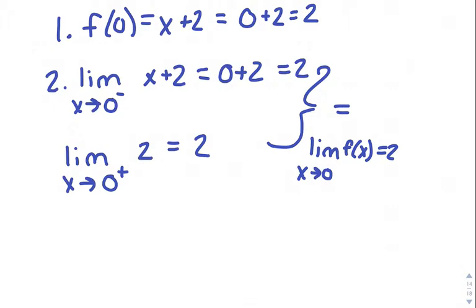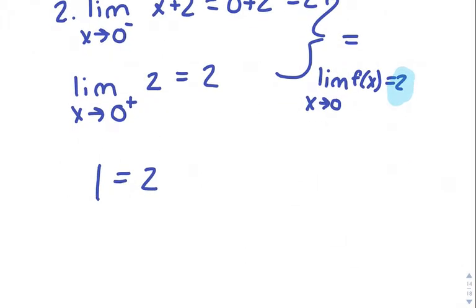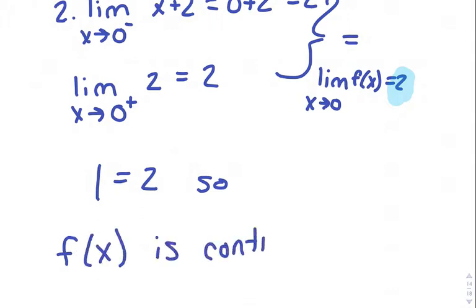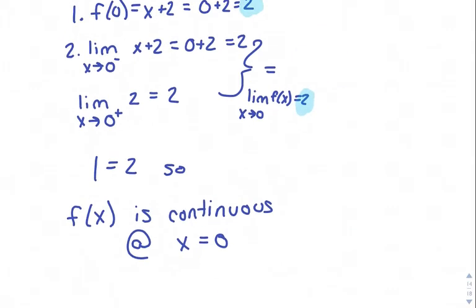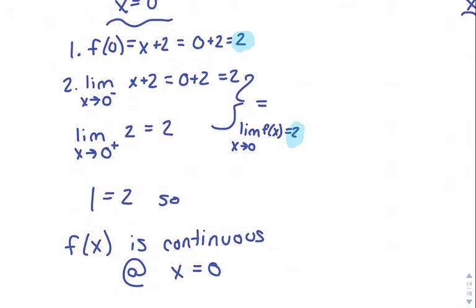So then I'm going to compare. Condition 1 was 2. Condition 2 was 2. So both of my conditions are equal. Therefore, f of x is continuous at x equals 0. So now I know at x equals 0 it's continuous.